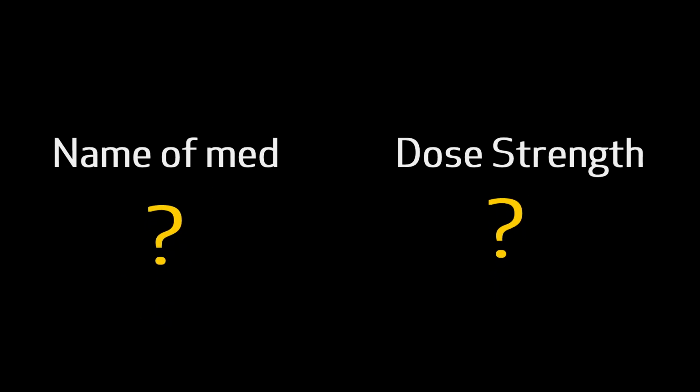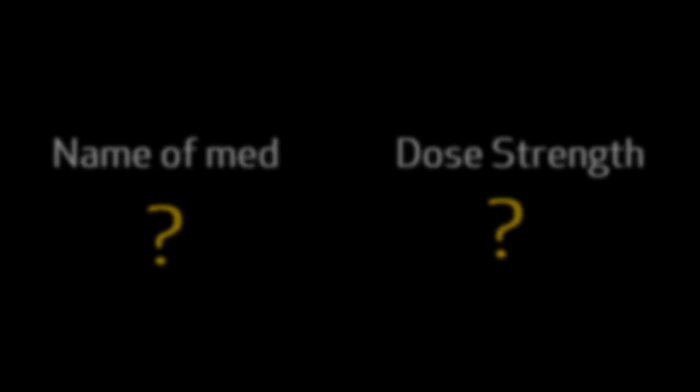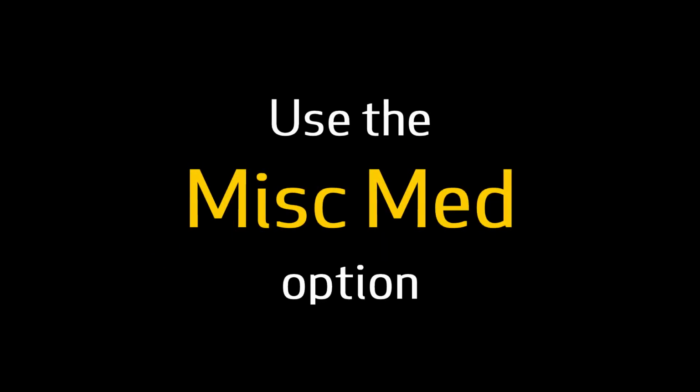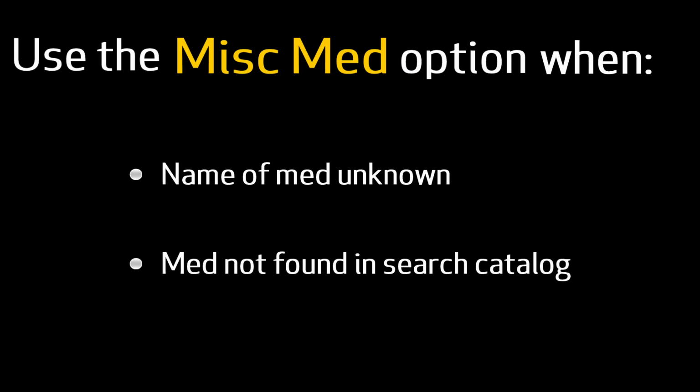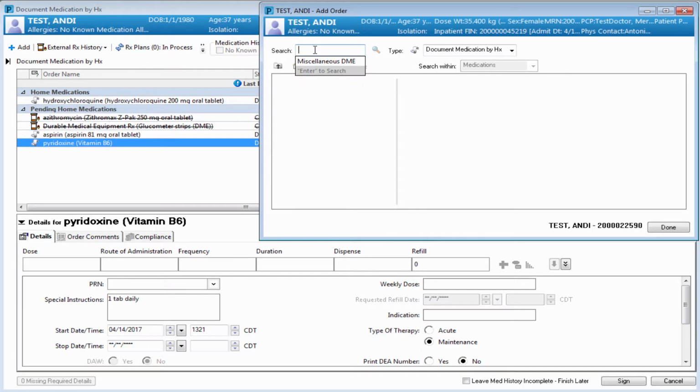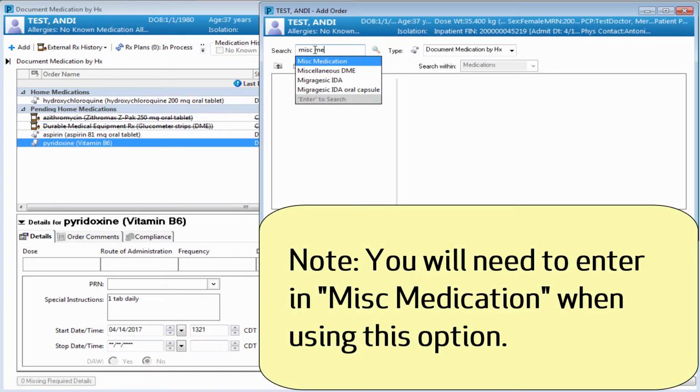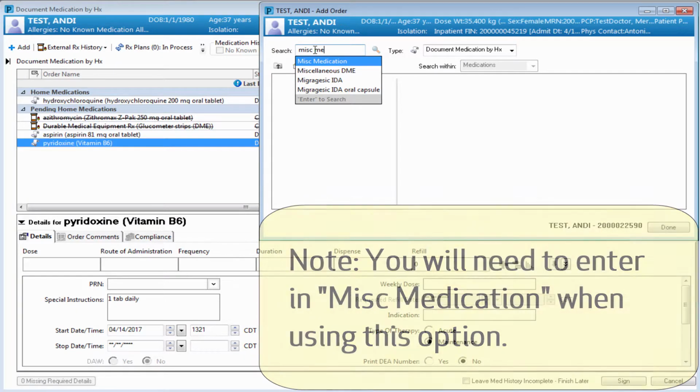When your patient does not know the medication name, you can document the med by using the miscellaneous medication option and entering in the information you are able to obtain in the details. You can also follow these same steps for medications that you are unable to find using the search catalog. For these medications, start by typing in miscellaneous med in the search field. Note: you will need to spell miscellaneous using MISC when using this option.